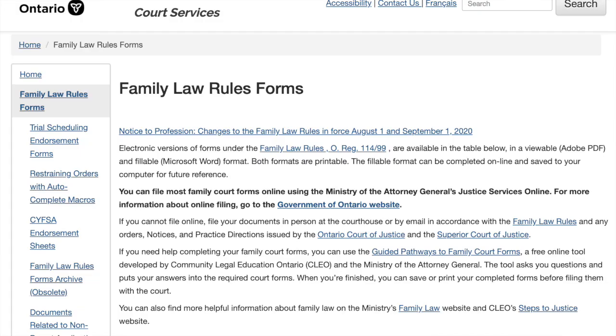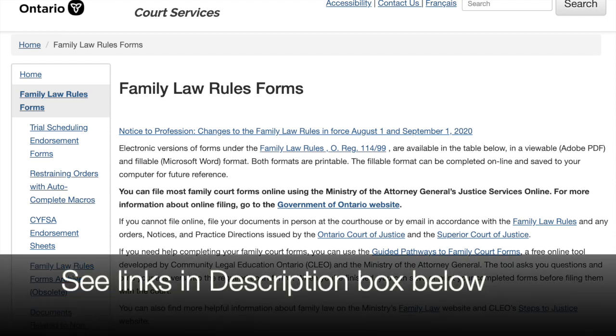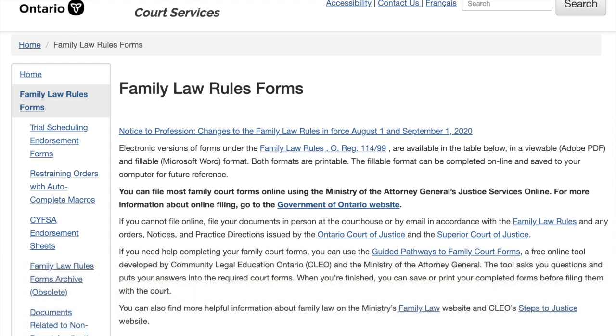Now, all of the documents generally that you're going to need in a family law case, you can find on the Ontario Court Forms website, and they're the same forms whether you're in Superior Court or the Ontario Court of Justice. You can also pick up copies of these forms at the courthouse, or you can download them online.